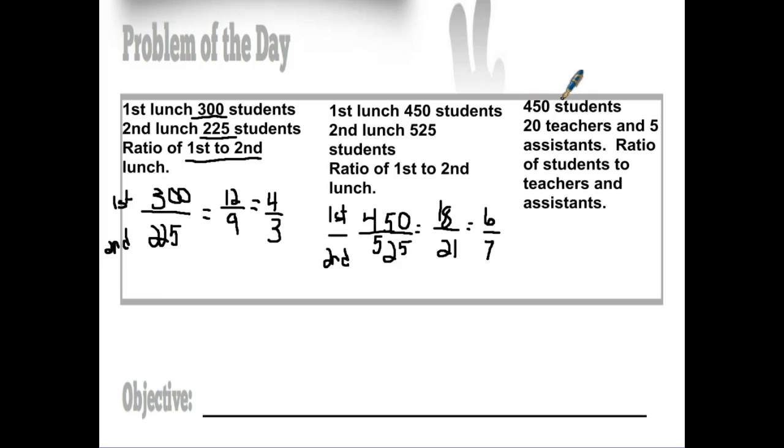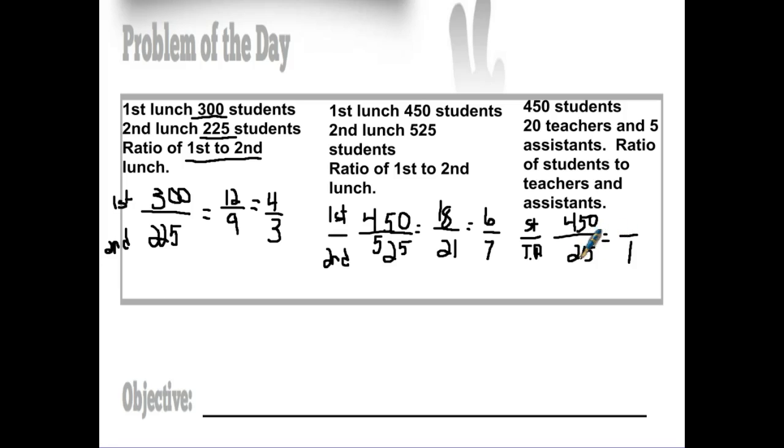This time we're not using first and second lunch. We're comparing students to teachers and assistants. So I'm going to put ST for students, and I'm going to put T.A. for teachers and assistants. I have 450 students, and I have 20 teachers and 5 assistants. So altogether, I have 25 teachers and assistants. And I want the ratio of students to teachers and assistants. Well, in looking at this and knowing that I can reduce using 25, I also know that I'm going to have a unit rate, of how many students to teachers and assistants.